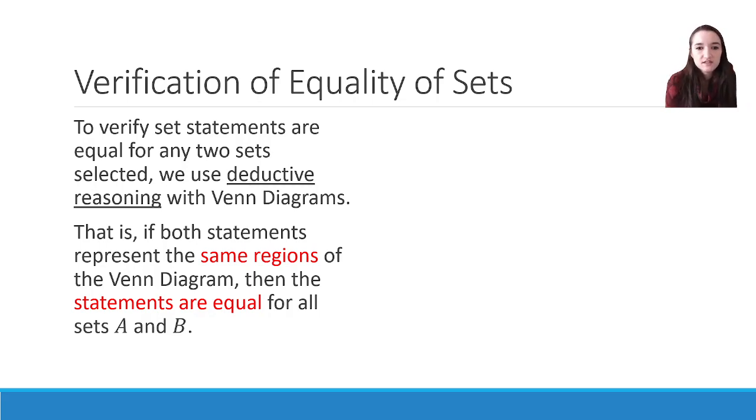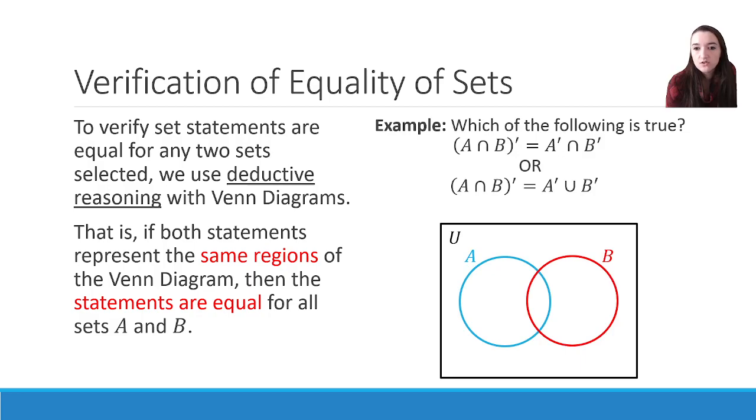To verify set statements are equal for any two sets selected, we use deductive reasoning with Venn diagrams. Remember, deductive reasoning means we're proving our answer is always true. That is, if both statements represent the same regions of the Venn diagram, then the statements are equal for all sets A and B. So, which of the following is true?